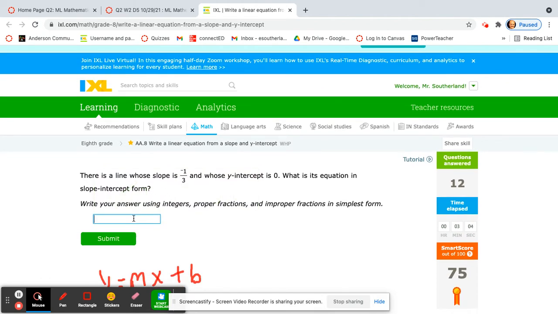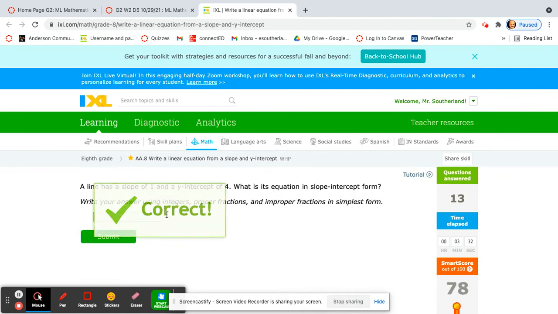The slope is -1/3. So this time you're going to put the whole thing yourself. Y equals -1/3 x, and then the y-intercept is 0. You can put plus 0, but it's not really necessary if you think about it. Anything you add 0 to is just going to be itself, so we can actually just leave it as y equals -1/3 x. If you want to put plus 0, you're more than welcome to.